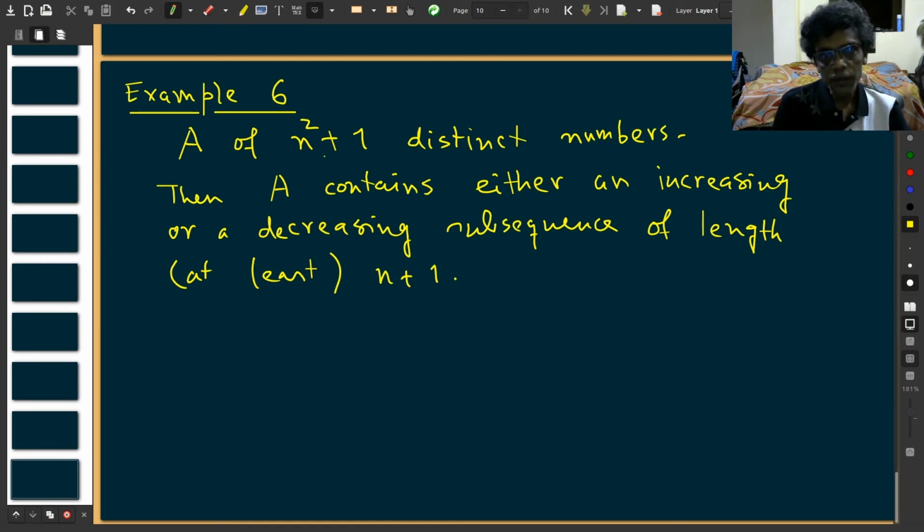What is the subsequence? You pick some element of the array, then potentially skip some elements, take another element, skip some elements, take another element, and so on. So this way you generate a subsequence. This need not be contiguous. Okay. So how do I prove it? Whatever your array is, however unsorted or sorted it is, A will always contain either an increasing subsequence of length at least n plus 1 or a decreasing subsequence of length at least n plus 1. Why?